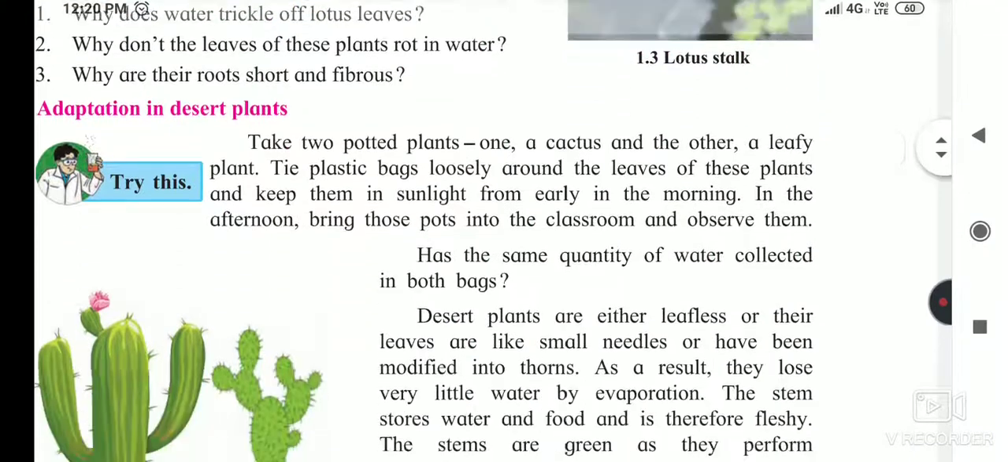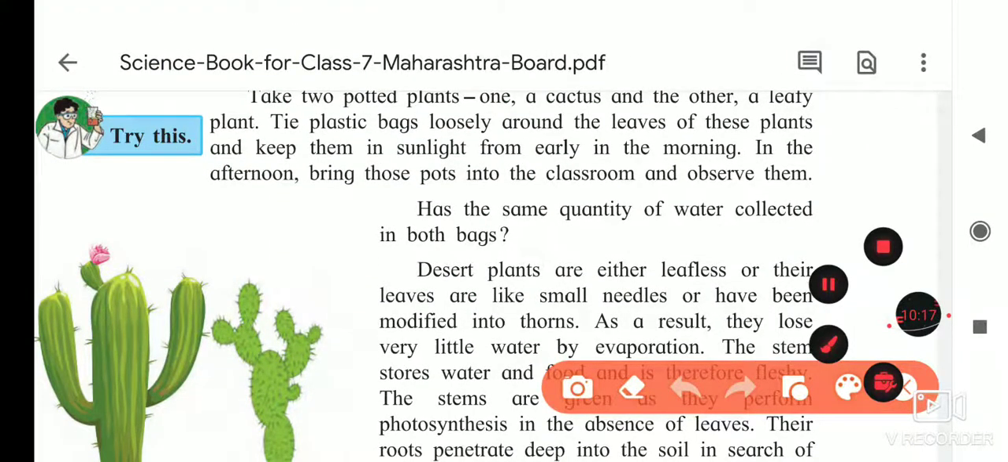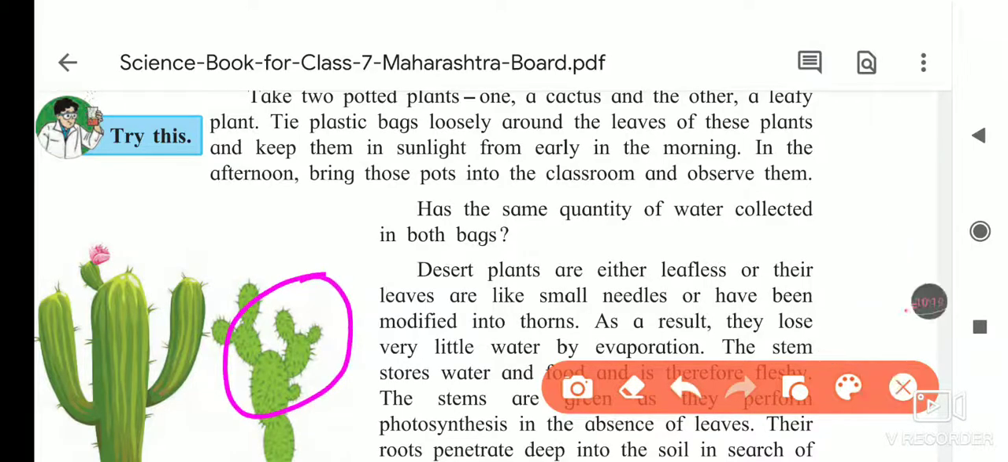After that we see the adaptations in the desert plant. In it, the leaves are turned into thorns, and the leaf-like structure we see is actually not a leaf, it is a part of the stem, and it has the capacity to store water inside it. They also have a waxy coating and are thick to reduce the rate of evaporation.